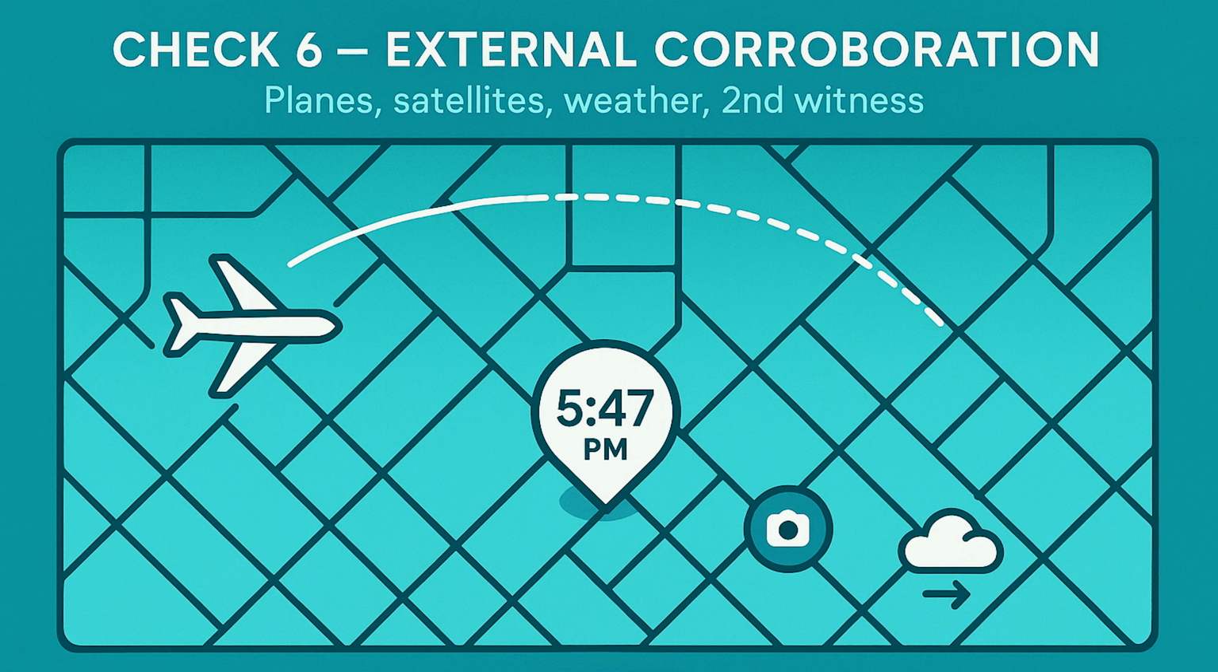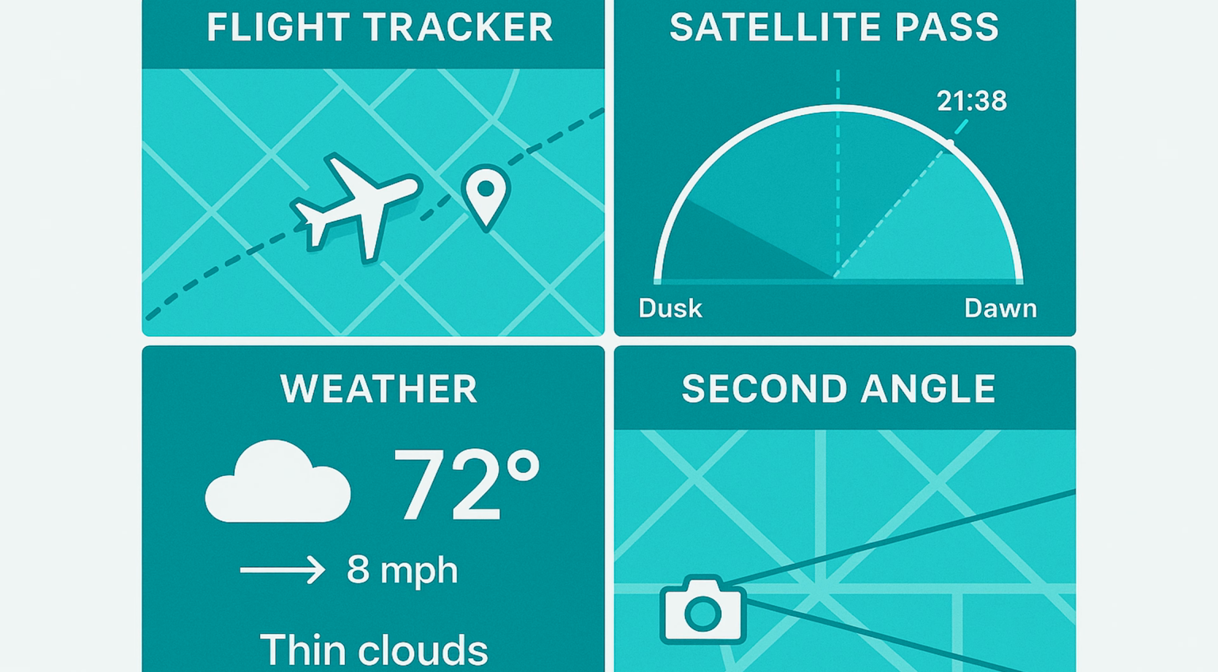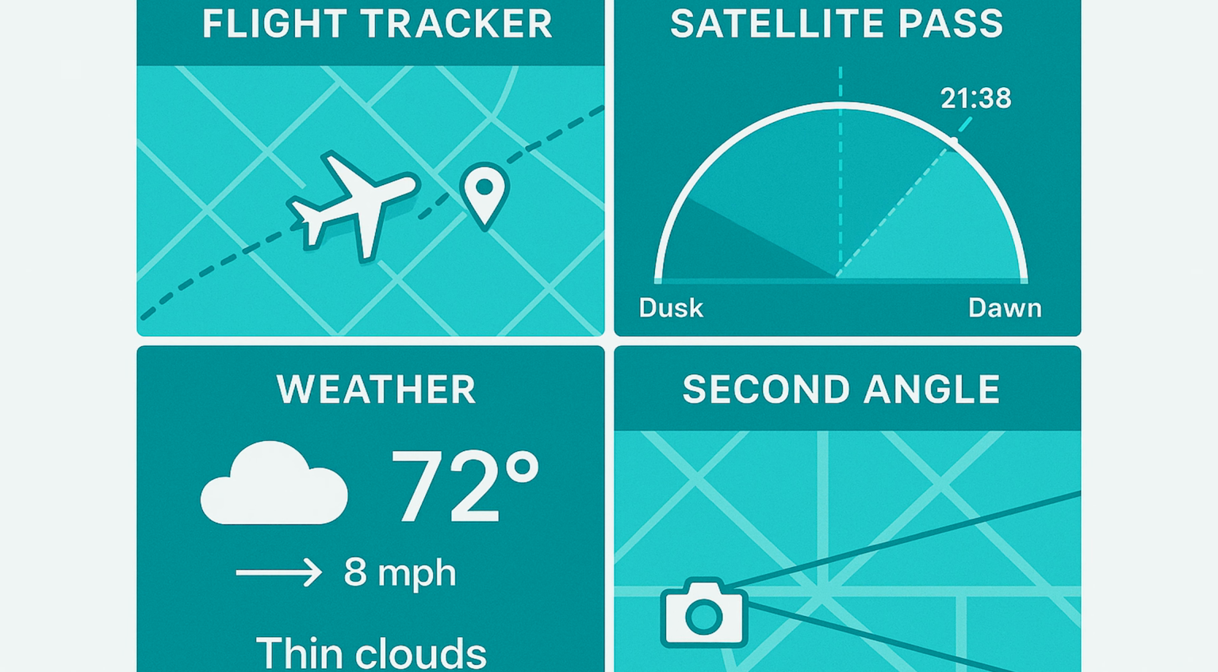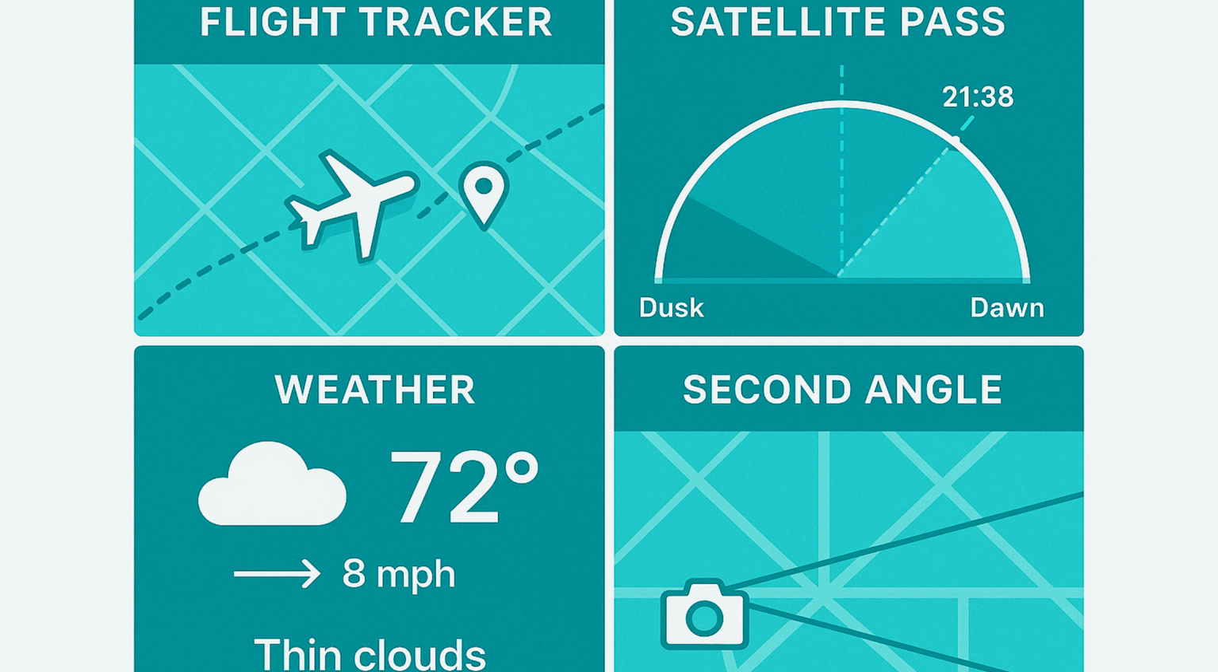Check 6. External corroboration. Context. Cross-check the sky. Flight trackers for planes and helicopters. Satellites/Starlink pass predictions around the timestamp. Rocket launches, re-entries or astronomical events. Weather. Thin clouds can distort lights. Wind direction explains drone drift. As a bonus, you could use a second camera or independent witnesses from a different angle. Score it: +1 if no conventional match and independent corroboration.